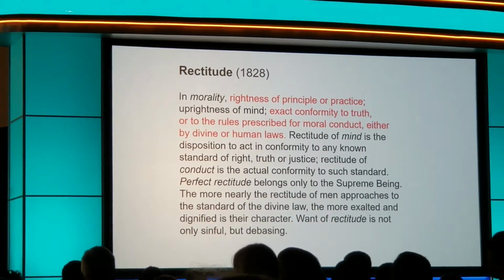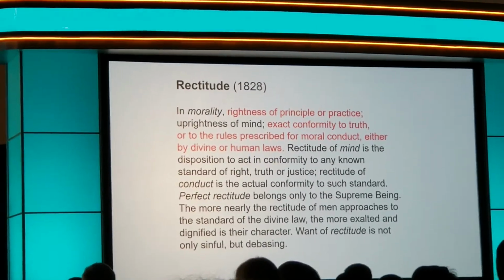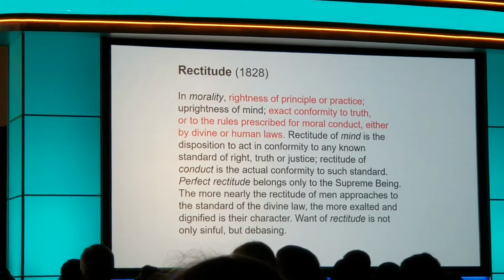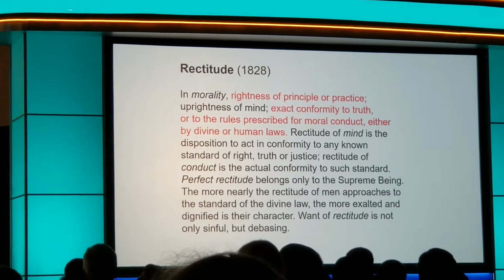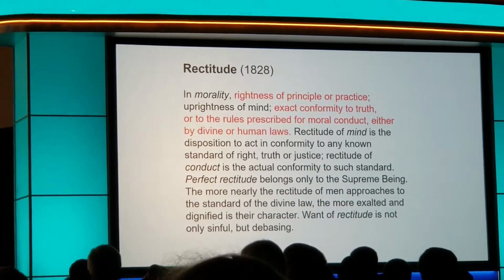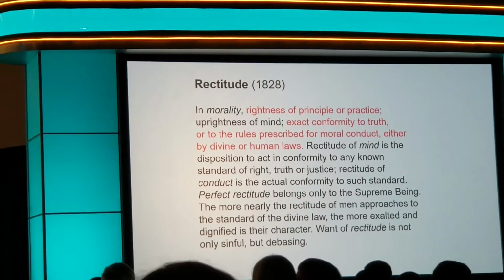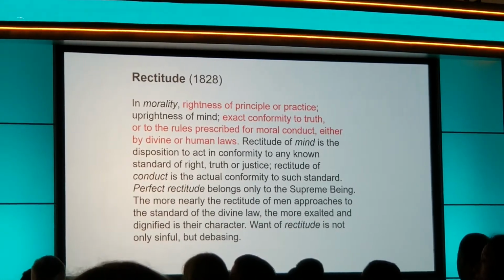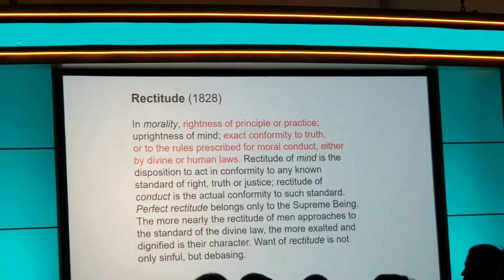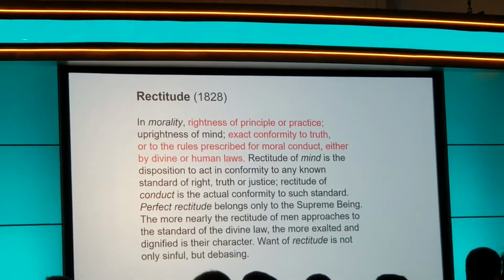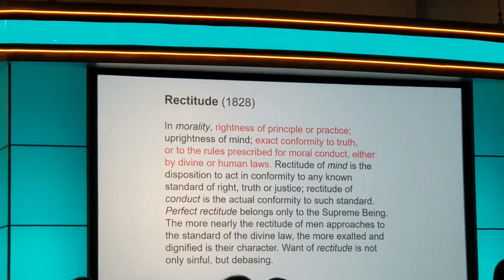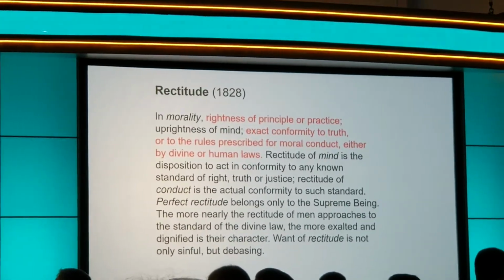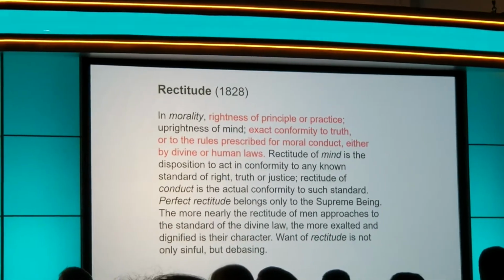And here is Webster's definition of the word rectitude. And he would sometimes put these little sermons at the end of his definitions. As you see in the bottom here, it says, perfect rectitude belongs only to the Supreme Being. The more nearly the rectitude of men approaches the standard of the divine law, etc., etc. It's really not a definition anymore, is it? He's making some kind of a sermon. And they decided that that was not appropriate. So the words that are in red here are the entire definition from 1864. They kept his definition word for word, but they cut out the extra words that they thought didn't apply.